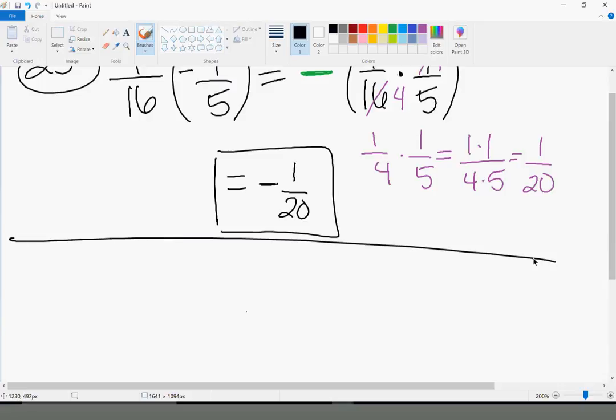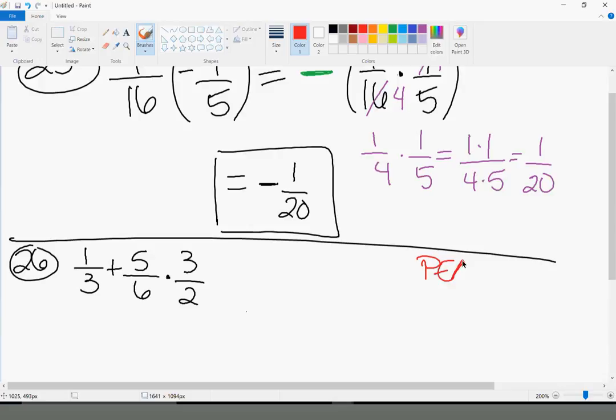All right. 26. We have 1/3 plus 5/6 times 3/2. So we have multiple operations here, so we want to think about our order of operations. So we don't have any parentheses nor exponents. We do have multiplication, and the only other operation is addition. So we're going to have to do that multiplication first before we deal with the addition. So that's going to be here.